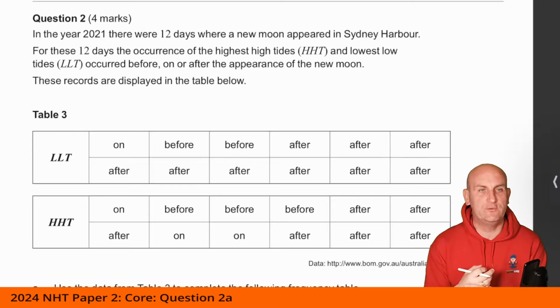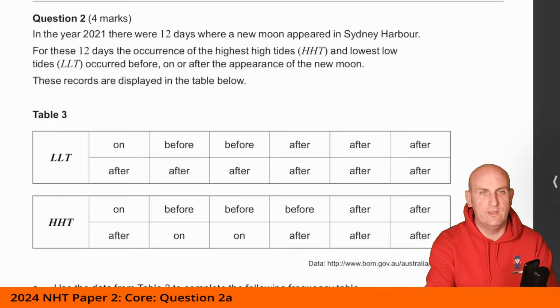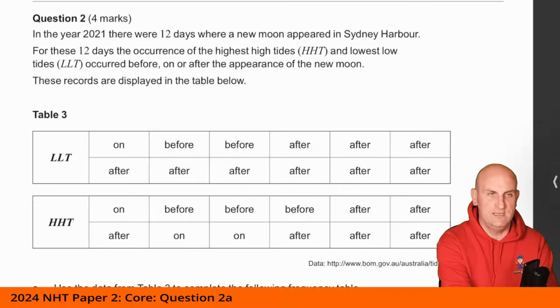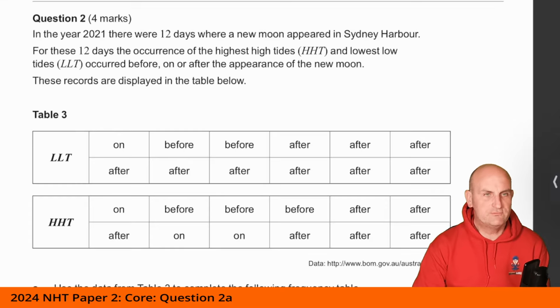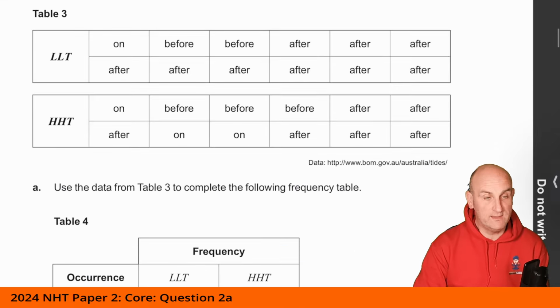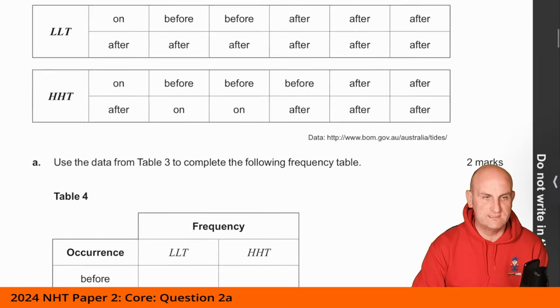Question 2. In the year 2021, there were 12 days when a new moon appeared in Sydney Harbour. For the 12 days, the occurrence of the highest high tides, HHT, and the lowest low tides, LLT, occurred before, on, or after the appearance of the new moon. Sorry about the rustling. These records are displayed in the table below. Use the data from table 3 to complete the following frequency table.